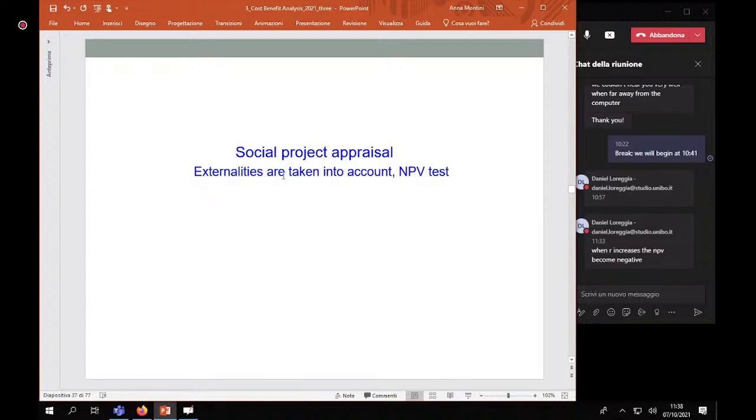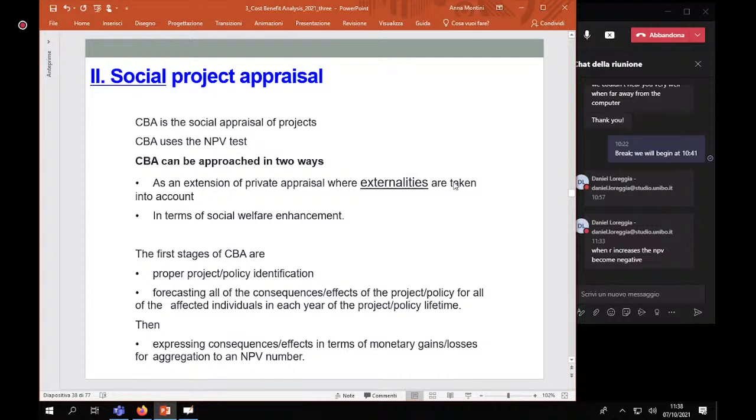Okay, it is correct. Okay, so when we deal with social project appraisal, we have to estimate externalities. So we have to take into account externalities, and then we have to calculate the net present value test. So, cost-benefit analysis can be approached in two ways in social project appraisal. As an extension of private appraisal where externalities are taken into account, or in terms of social welfare enhancement.